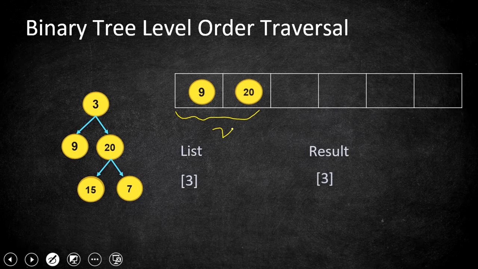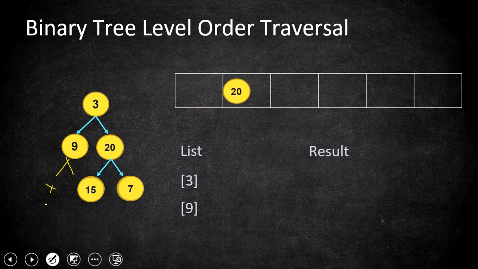It's time to explore the first node in the queue. We add 9's value to our list. If you check our tree, we don't have any children left for 9. So we have added the value and explored its children, and the job of 9 is also done. So we pull the value from our queue.